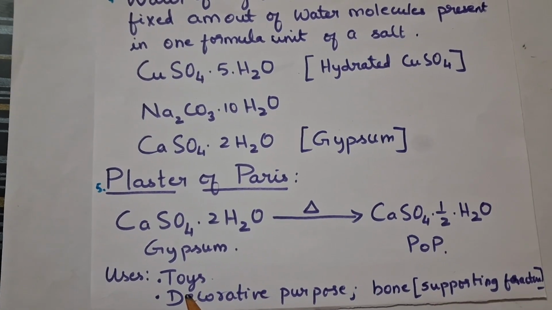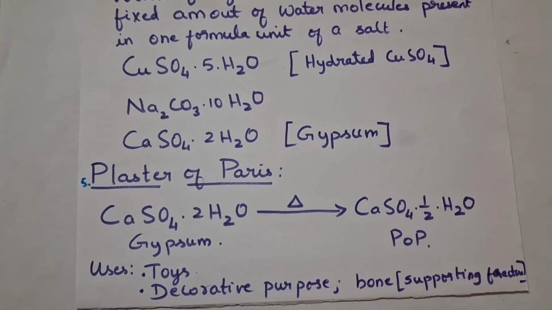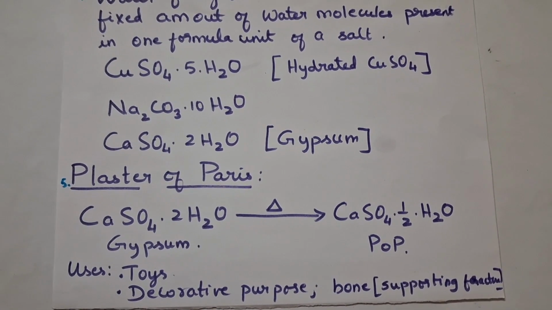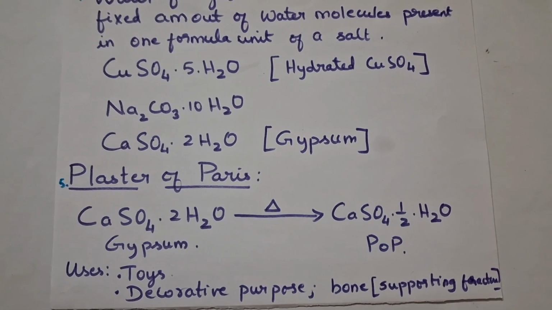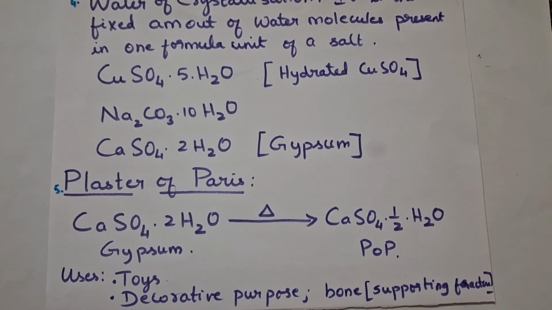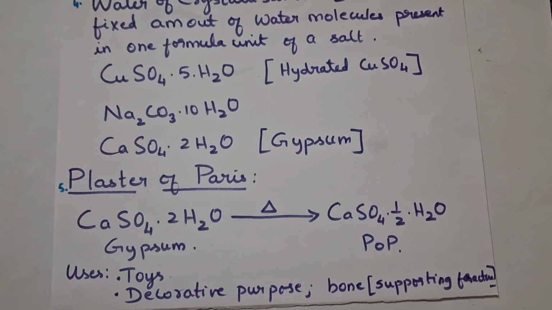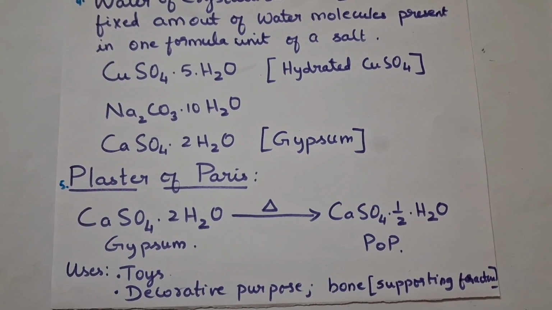What are the uses? It is used for making toys, and for decorative purposes. It is also used for fractures, for setting the bones, to keep the fractured part in position. It is used as a supporting agent.